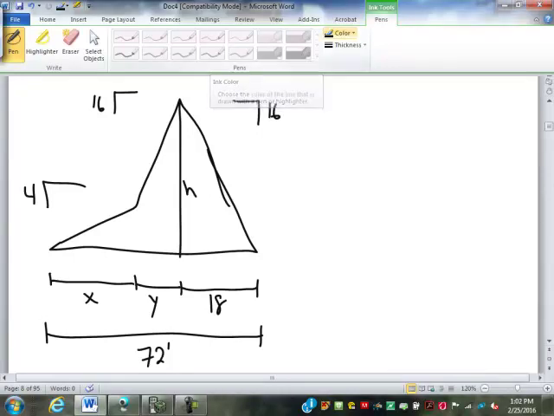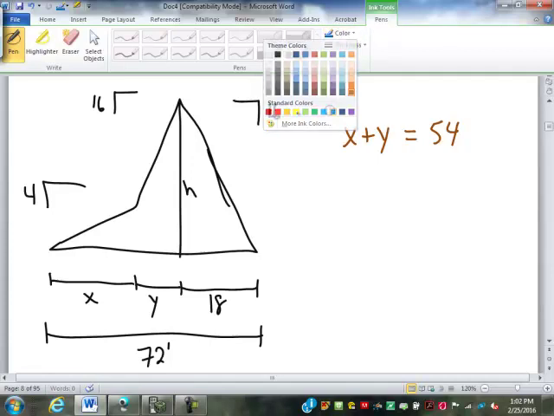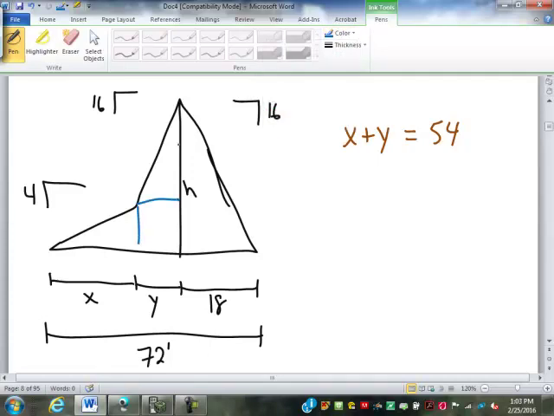So anyway, what we have here, what do we know about X and Y? X plus Y adds up to 72 minus 18, which is 54. What else do we know? Well, generally the way we solve this is we're going to put in lines here and here, and we'll define this to be A and this to be B, correct? So we know that A plus B equals H.